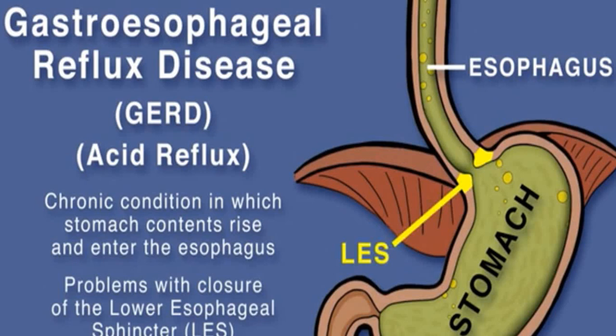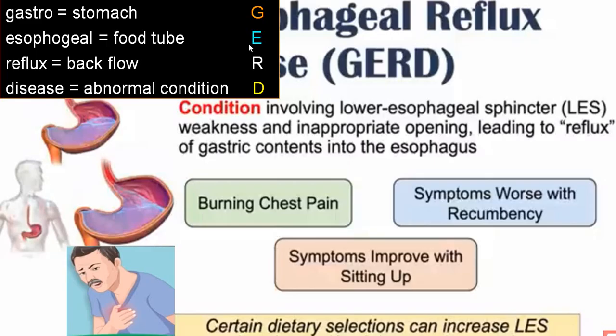So GERD, or acid reflux, or gastroesophageal reflux disease, is a chronic condition in which stomach content rises and enters into the esophagus. This is because of a problem with lower esophageal sphincter closure. Hence, this is called reflux disorder or acid reflux or GERD. So very simple: stomach, esophageal is food tube, reflux is backflow, and disease means abnormal condition.